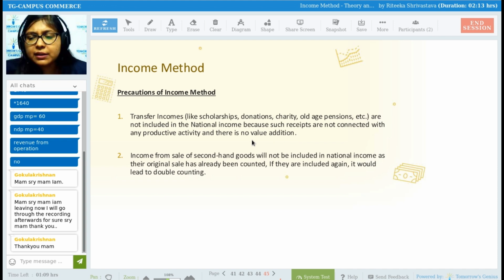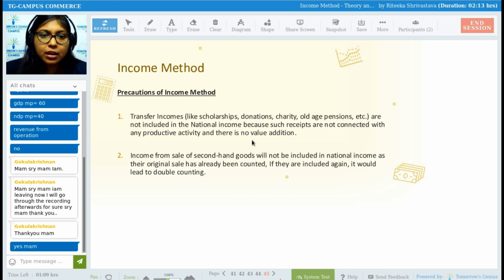So before going ahead, if you want, we can take a 10 minute break. It is 7:15, be back at 7:25. We will complete these precautions and solve 2 to 3 sums, and then we'll wind up the session.